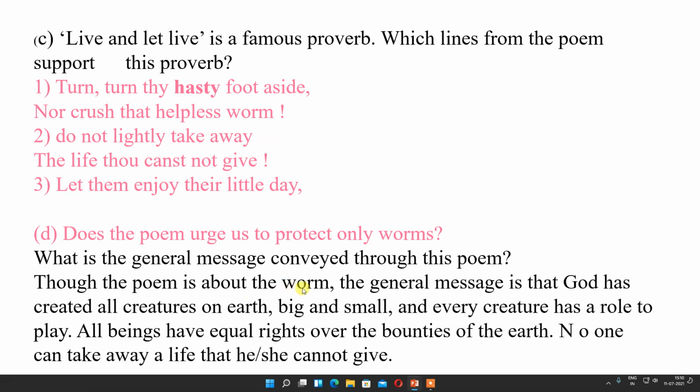Though the poem is about the worm, the general message is that God has created all creatures on earth, big and small, and every creature has a role to play. All beings have equal rights over the bounties of the earth. No one can take away a life that he or she cannot give back. So, this is applicable to all insects, all the living beings present over the earth.